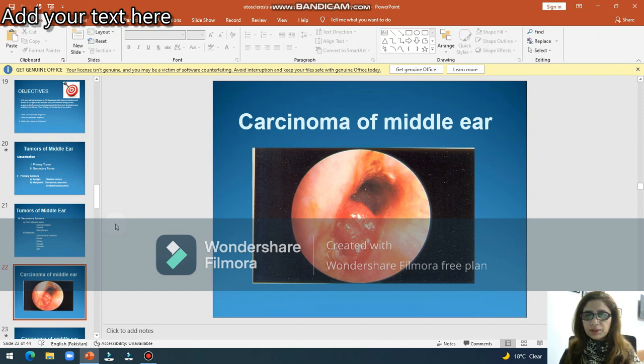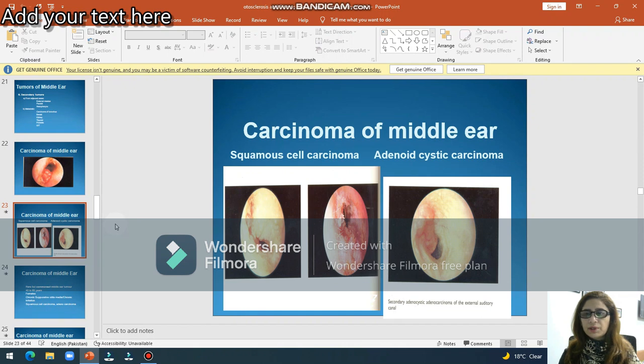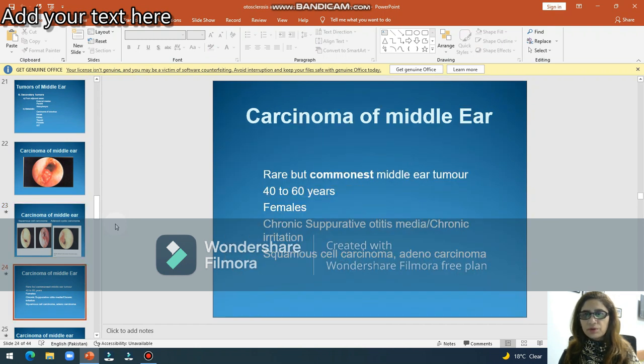Carcinoma of the middle ear you can see in this picture, and squamous cell carcinoma is the most common tumor. In some cases, adenoid cystic carcinoma can also be seen. Carcinoma of the middle ear is the commonest middle ear tumor, usually seen in middle and old age, 40 to 60 years of age. It is more common in females, and it is associated with chronic suppurative otitis media because of chronic irritation. If a patient presents with severe bleeding and granulations, there is a strong suspicion of squamous cell carcinoma of the middle ear in a chronic discharging ear.